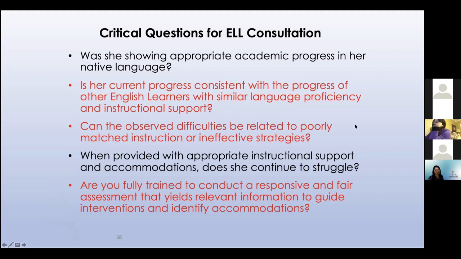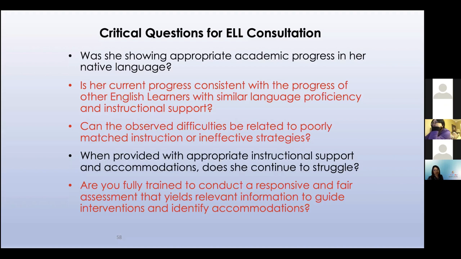Can the observed difficulties be related to poorly matched instruction or ineffective strategy? So maybe when you're looking at the teacher practice, and now that I walk you through all the areas, maybe there was poorly matched instruction or ineffective strategy. So maybe that's the reason why they're not learning. Okay, so you have to know.